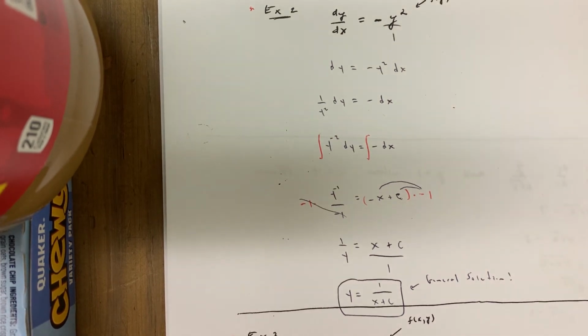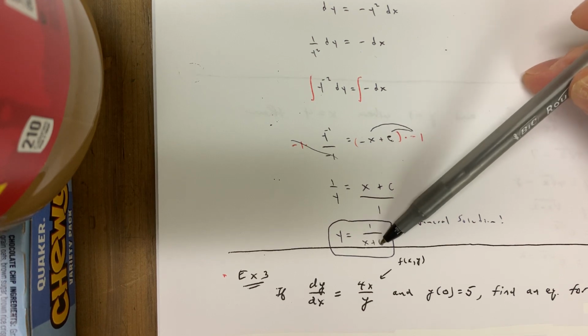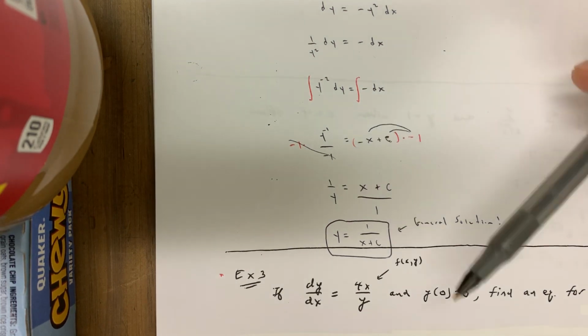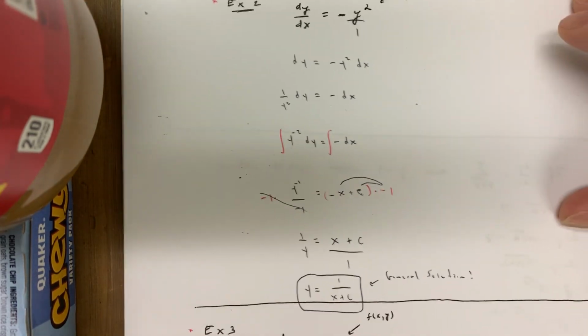Okay, this is really a family of rational functions, believe it or not, okay? And depending on what c is equal to, it's going to change where that vertical asymptote is. You're not really supposed to know that quite as much as you might know that this one over here was a family of parabolas, okay?